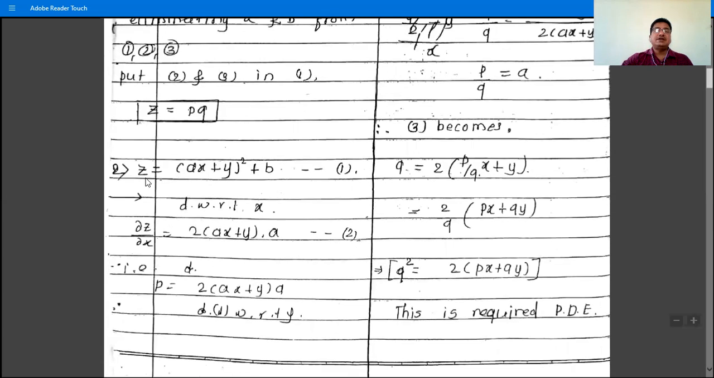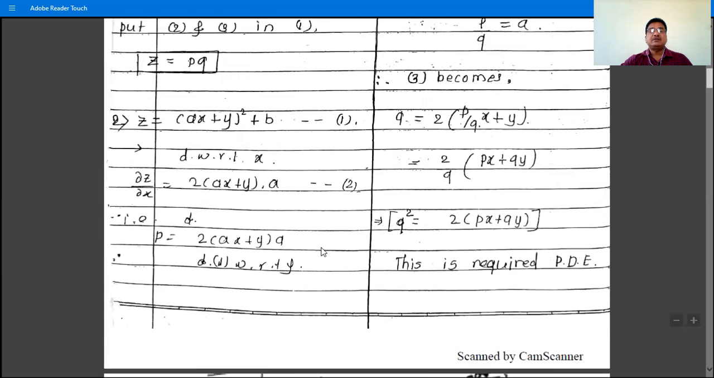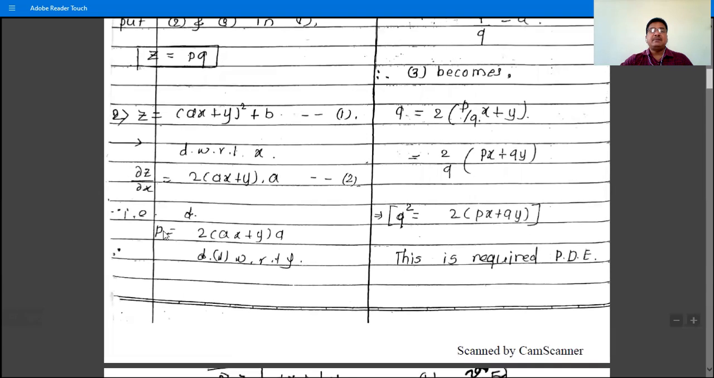The next problem: z is equal to a plus (ax plus y) whole squared plus b. Again the same type of problem, we have to eliminate the arbitrary constants a and b. So differentiate with respect to x. We have ∂z/∂x equal to 2(ax plus y) into the derivative of ax plus y, which is a. The derivative of b is 0. This is equation number 2. So p is equal to 2(ax plus y) into a.